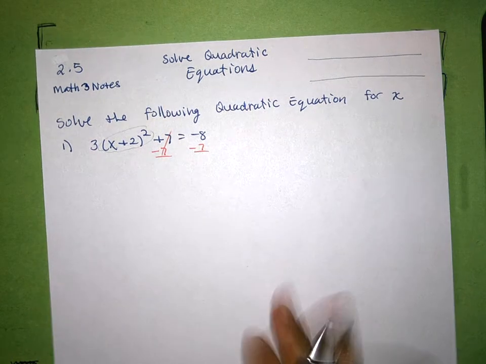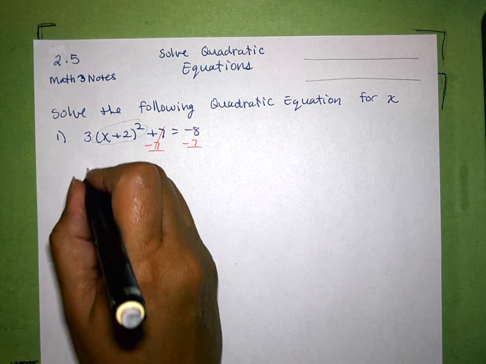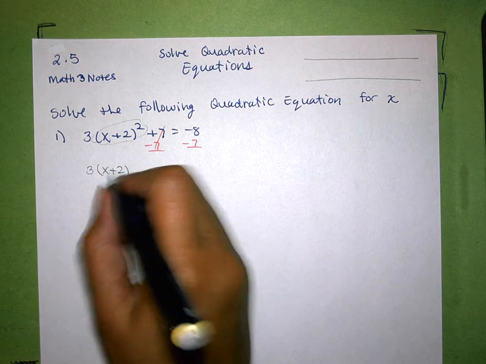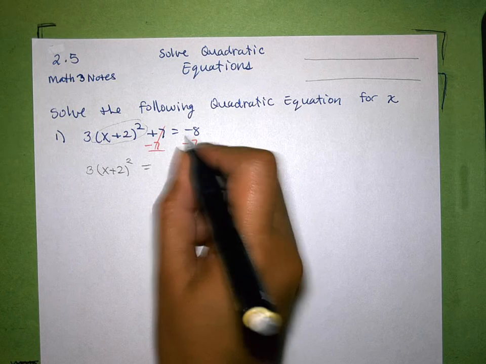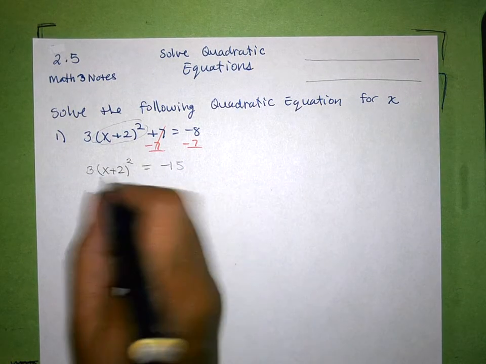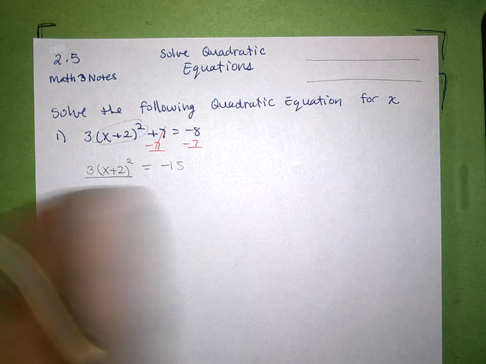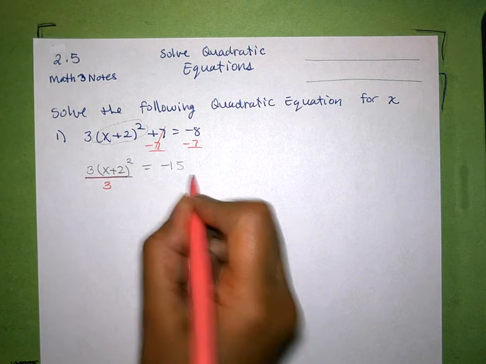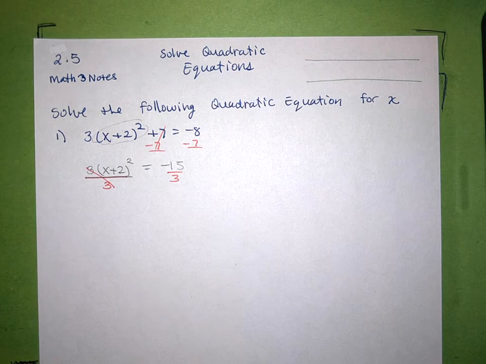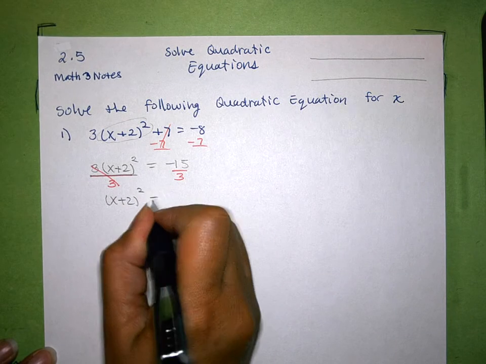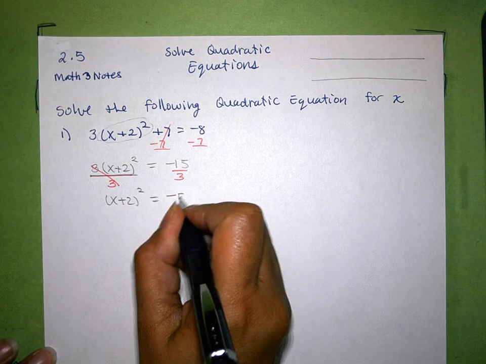That gives you 3 times the quantity of x plus 2 squared equals -15 because you're adding together two negatives. And then we also talked in class that you never distribute a number into a quantity squared or absolute value, so we're going to divide both sides by 3. And that gives you x plus 2 quantity squared equals -5.